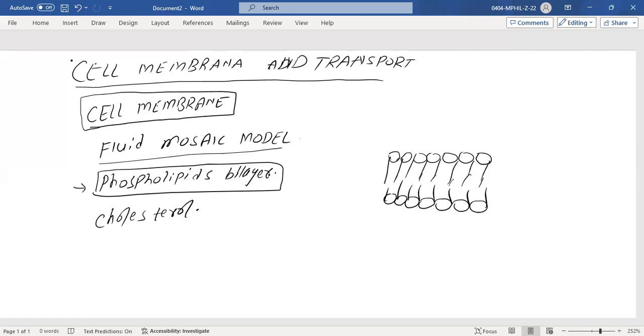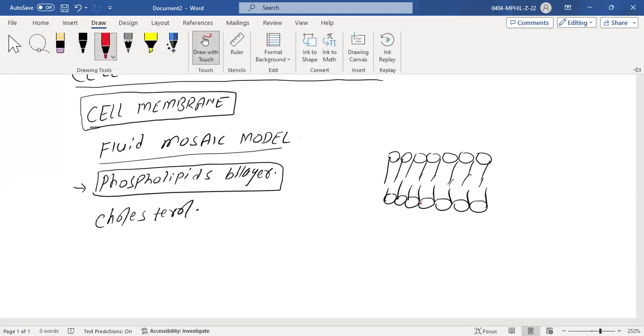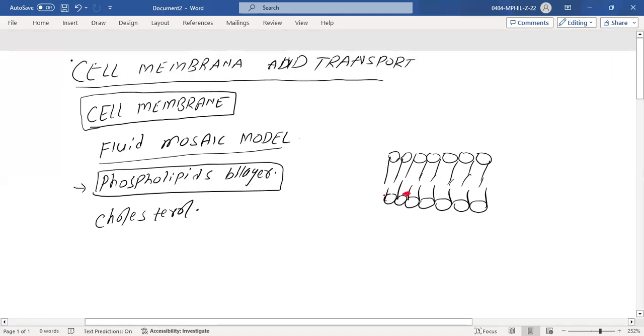Cholesterol. It is a component which is commonly scattered in the phospholipids, just like it is arranged. For instance, it is present here. Similarly, it may also be present here. It may also be present here. All right. So it is scattered in the phospholipids, right? Like these red dots which I have shown you on this diagram.